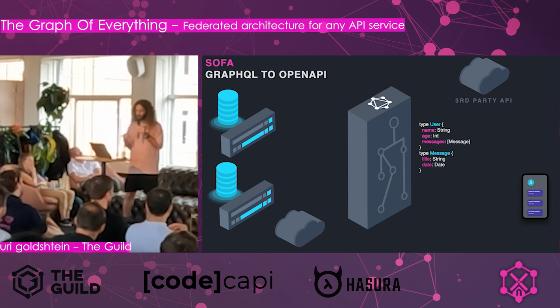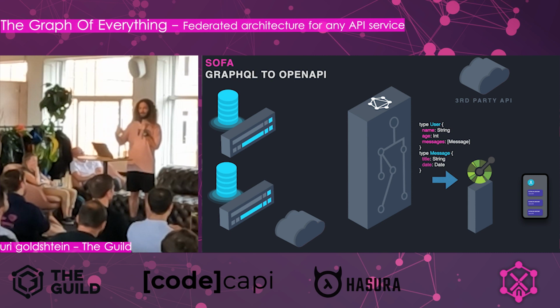So what we thought is, in our minds, GraphQL is kind of like a superset of REST. So can we maybe generate REST endpoints from our existing GraphQL APIs? So we did. And that library is called SOFA.